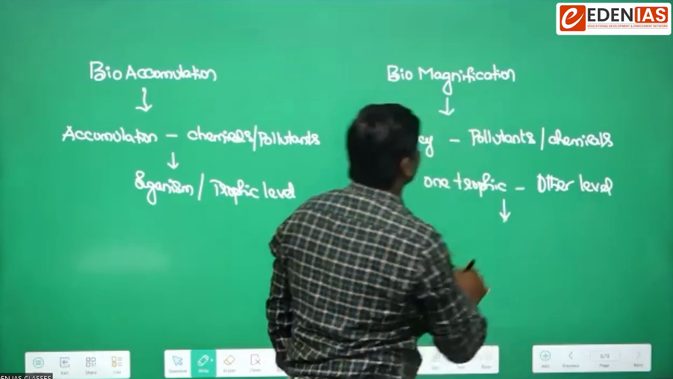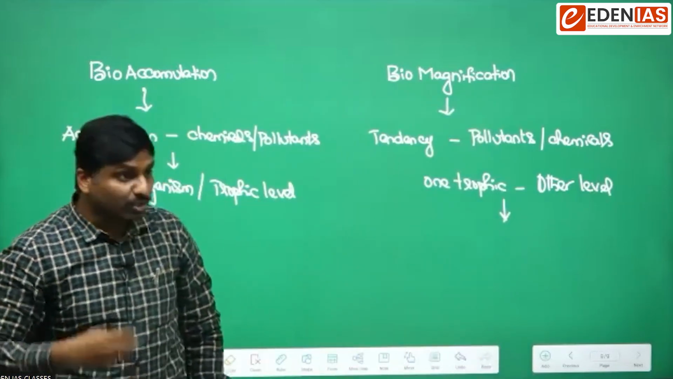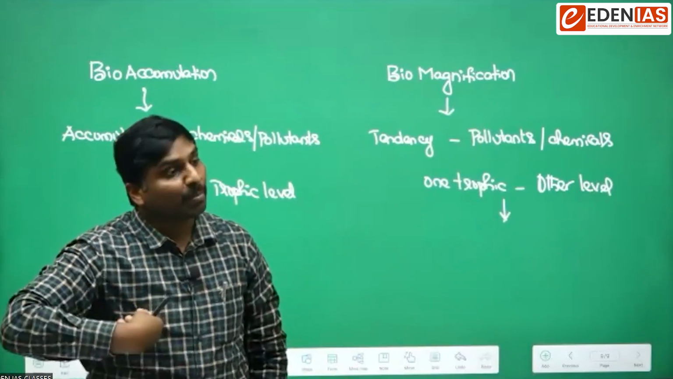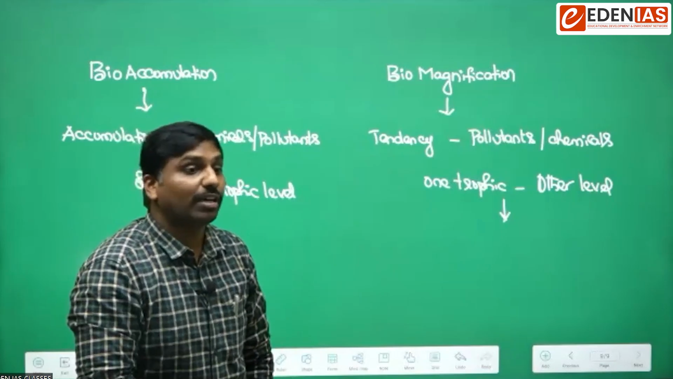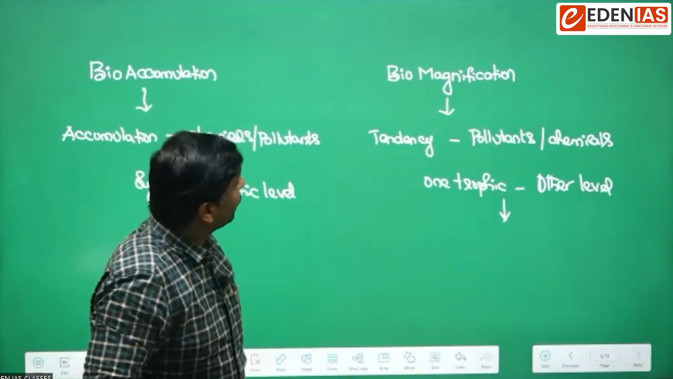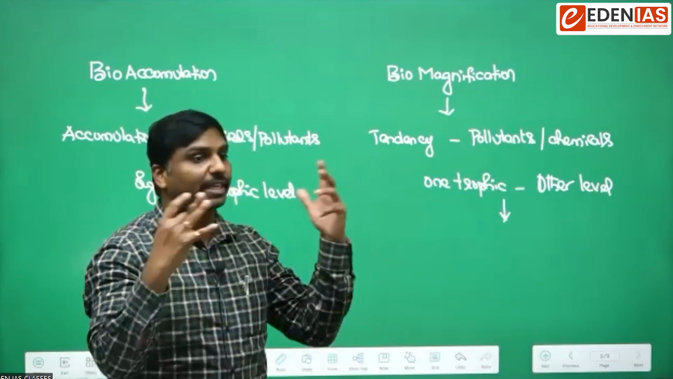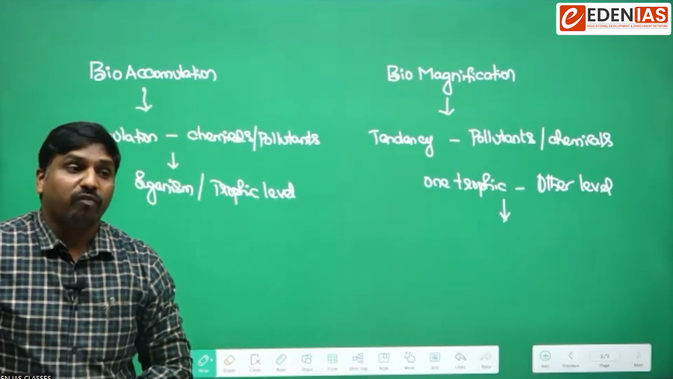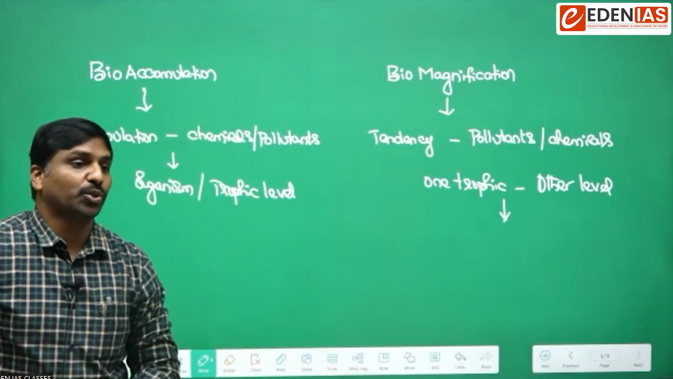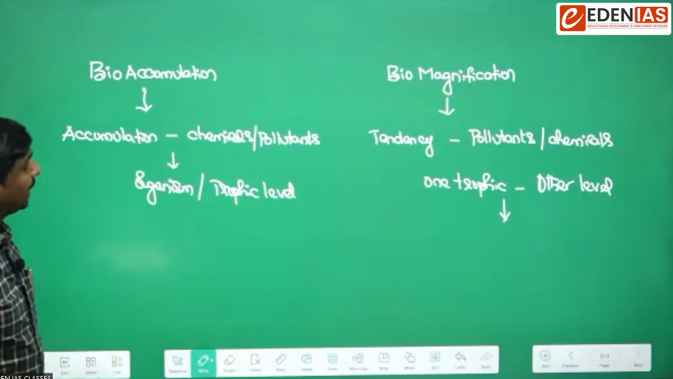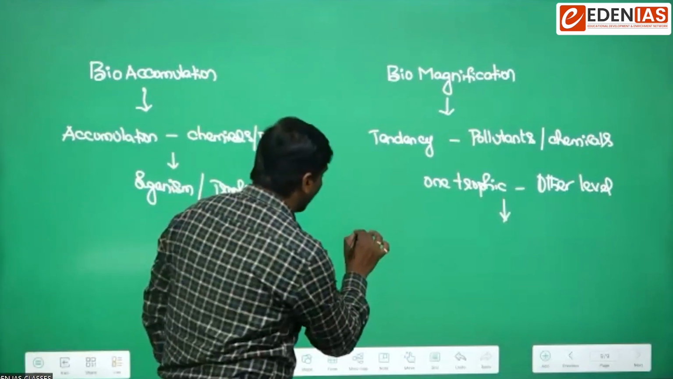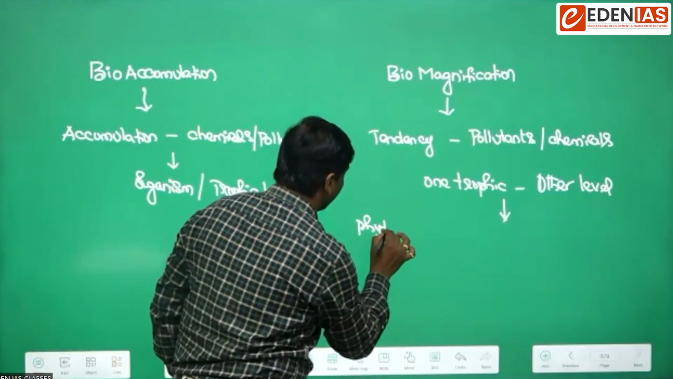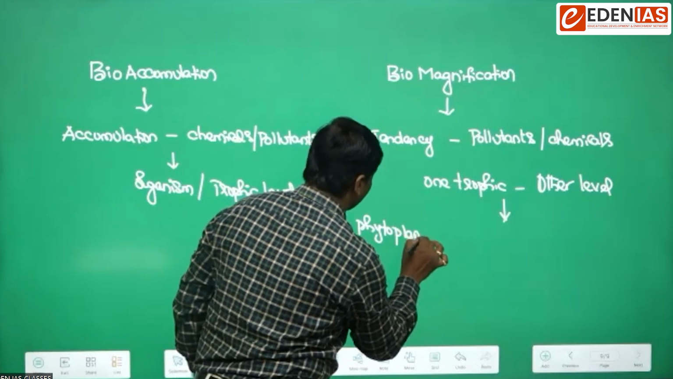So such tendency of the pollutants to increase in their concentration in the ecosystem or different trophic levels is nothing but biomagnification. Biomagnification. So why will this happen? Usually, generally, there can be phytoplanktons. Let us say, phytoplanktons are there.